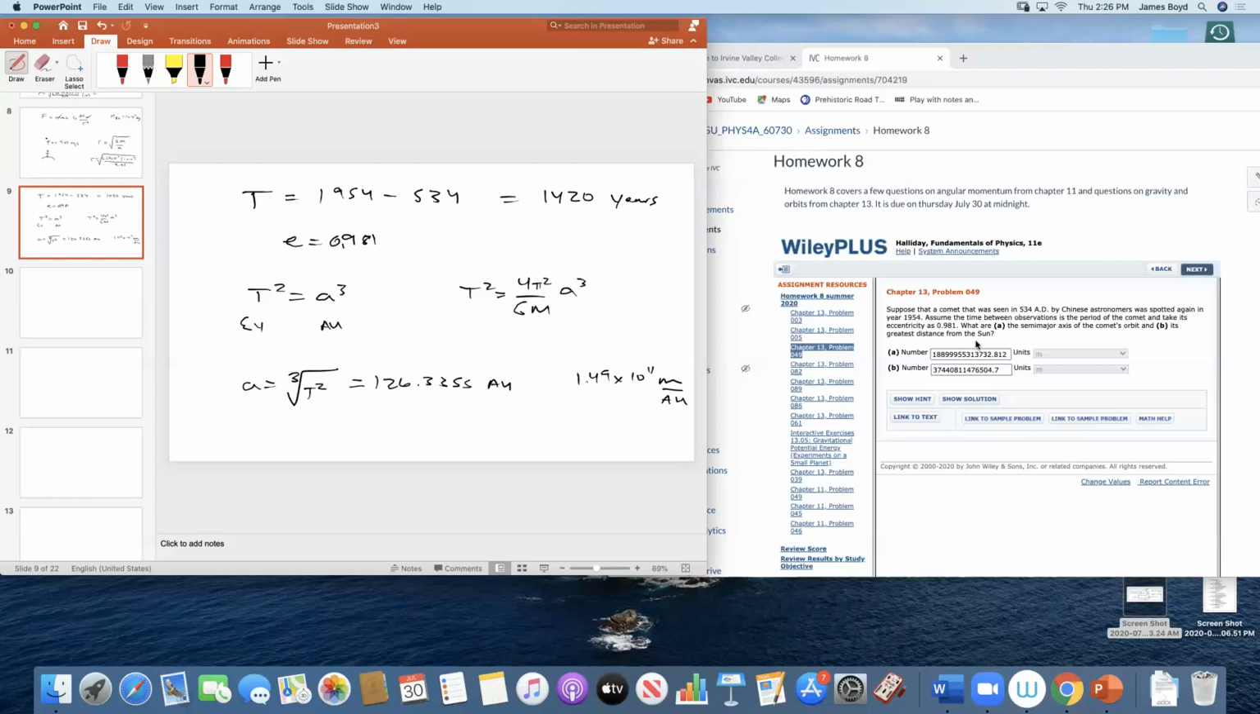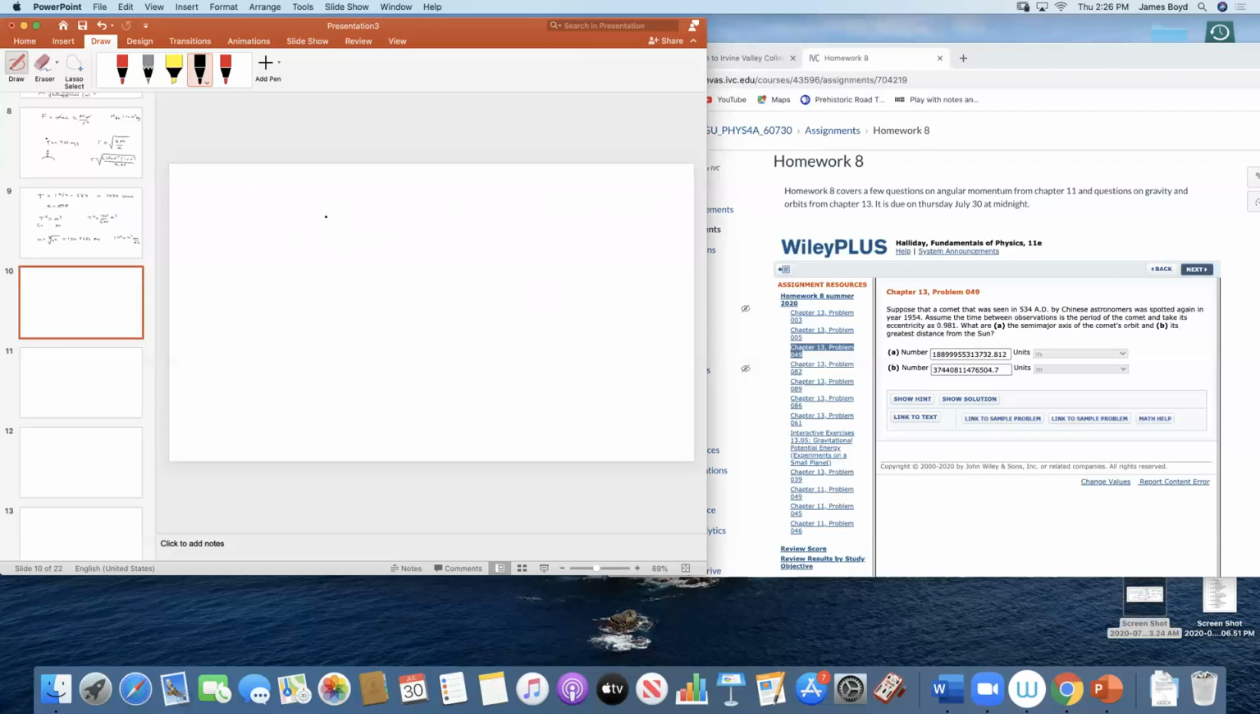Okay, now the second thing they want us to give is the greatest distance. Now, as something orbits, this is RP and this is RA. And we know from Kepler's first law that these are ellipses, and therefore RA is equal to A plus EA. Now we can use this to find RA, the greatest distance.